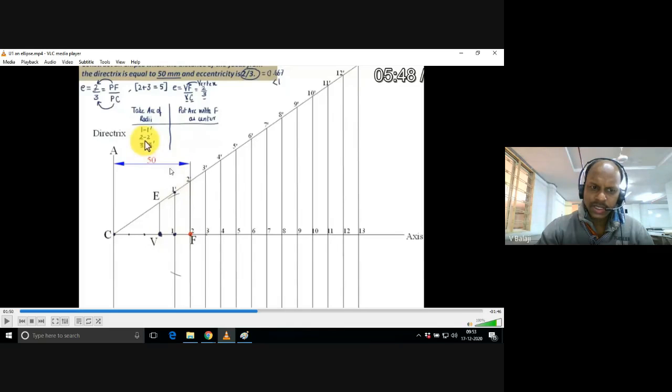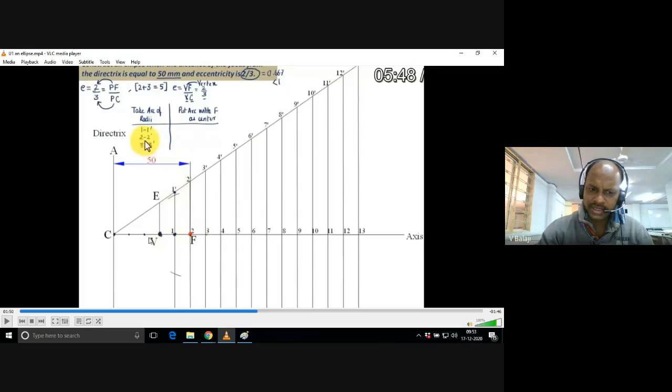Importantly, the distance CF you need to divide into 5 equal parts. After 2 parts you have to locate the vertex V, because the numerator is 2, in case of ellipse. So this logic you need to apply for the next problem. Same procedure you need to adopt.